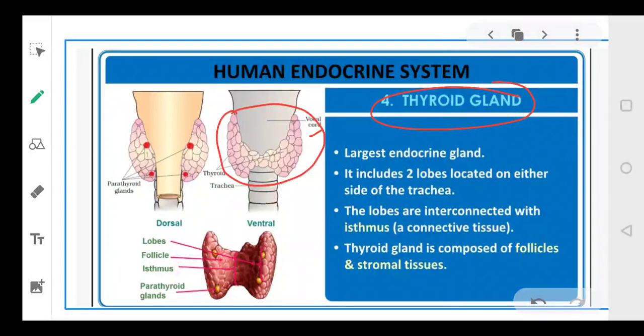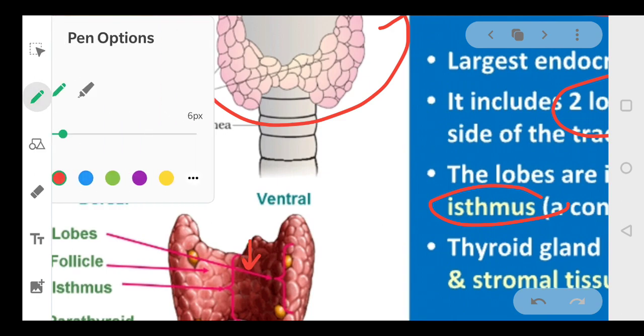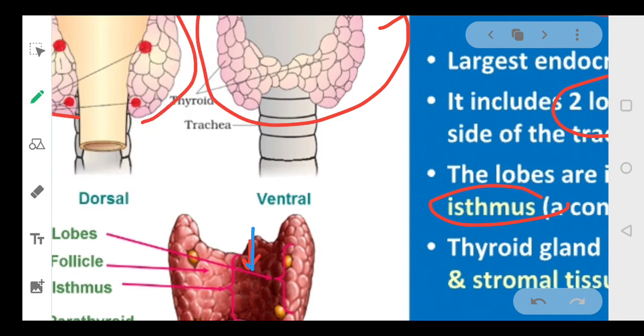And it is the largest endocrine gland. This gland is the largest endocrine gland, and it has two lobes. As you can see, it has two parts, two lobes, one on the left side and another on the right side. These two lobes are connected with the isthmus. If you look at the third diagram, this particular structure is referred to as the isthmus. This particular portion is called the isthmus. So the two lobes of the thyroid gland are connected with each other, and that portion connecting these two lobes is called the isthmus.